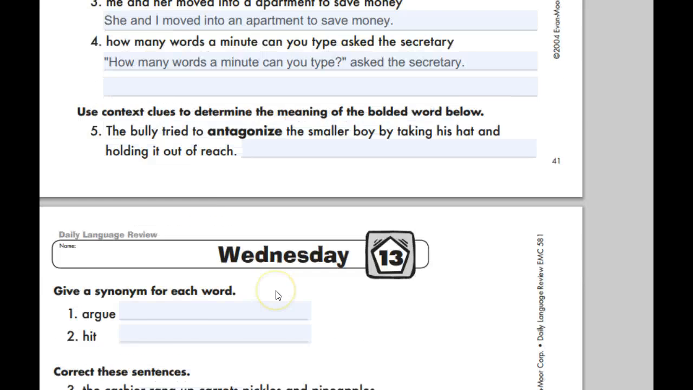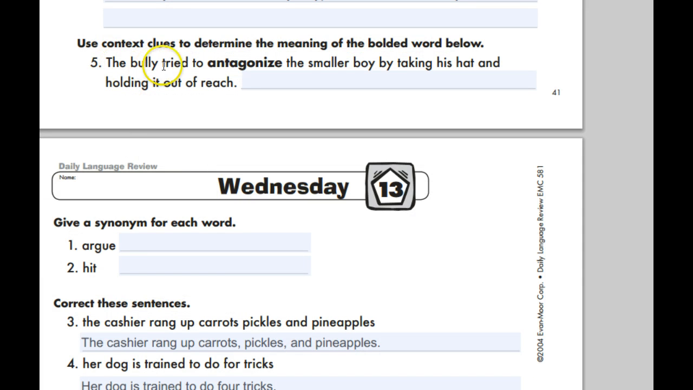Use context clues to determine the meaning of the bolded word. The bully tried to antagonize the smaller boy by taking his hat and holding it out of reach. So if you don't know what the word antagonize means, think of how you would feel if you were the smaller boy and somebody took your hat and was holding it out of reach. Okay, so it could be trying to annoy, trying to bully. Antagonize really means pick a fight. Okay, so he's trying to get some trouble started.